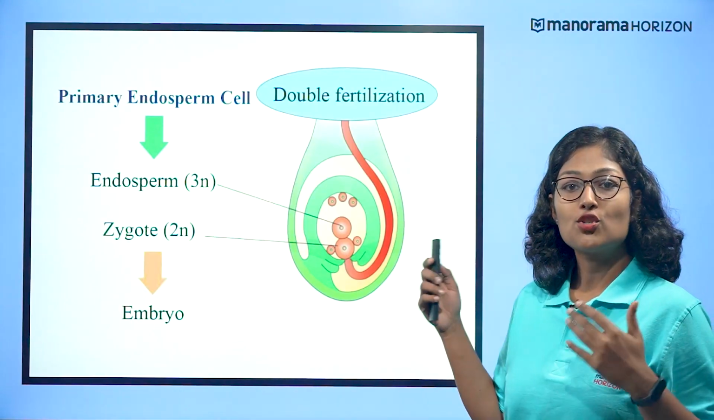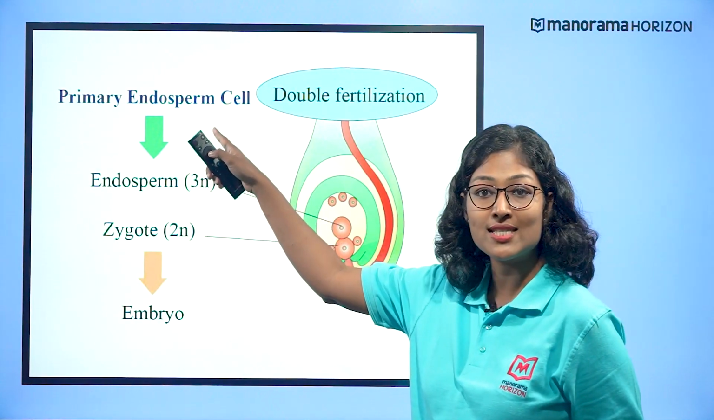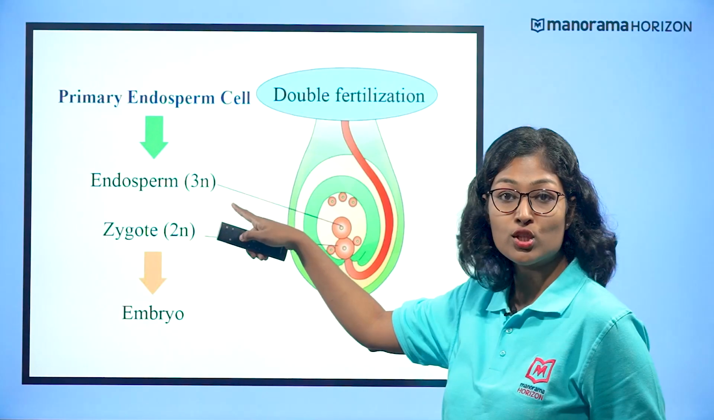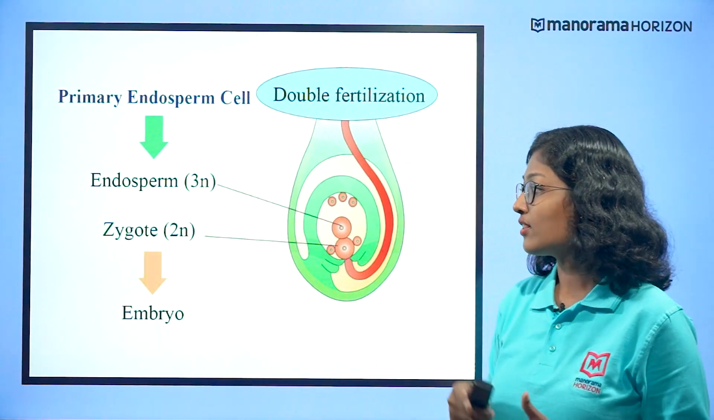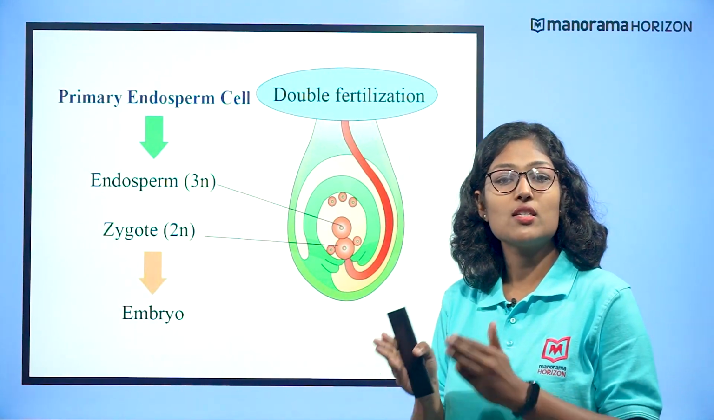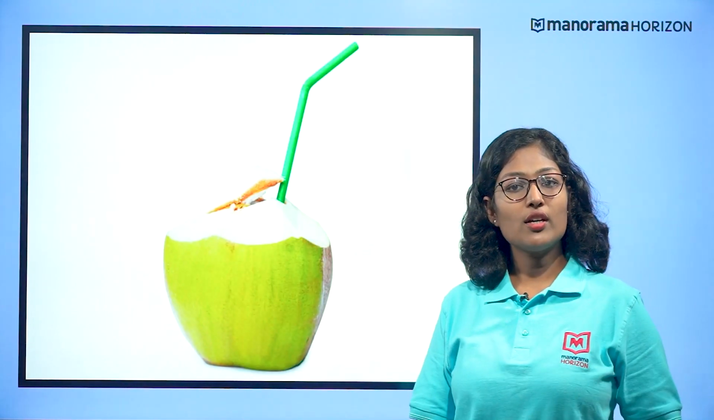Coming back to the products of double fertilization, what will be the fate of the zygote and the primary endosperm nucleus? The triple fusion transforms the central cell into a primary endosperm cell, which then develops into an endosperm. The diploid zygote, that is 2N, forms into an embryo. So coming back to that drink, both the coconut water and the coconut meat are indeed the endosperms formed by the double fertilization in coconut.